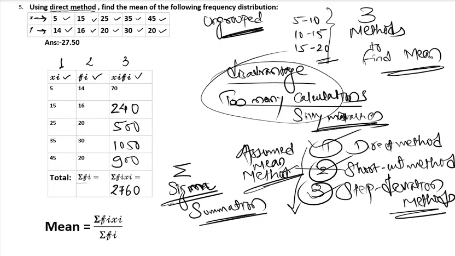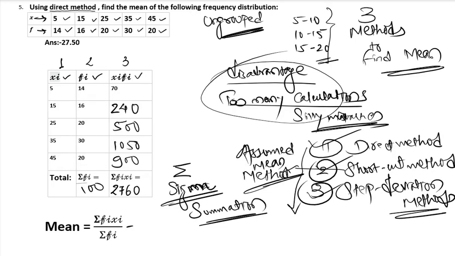Okay, so this will be 100. But here I think I have made a mistake, because the answer is not correct. So 70 plus, I will recheck, 240 plus 500 plus 1050 plus 900. It is 2760. So perhaps some mistake in calculation. 14 fives are, okay, perhaps some mistake in printing the answer, because everything is correct over here.